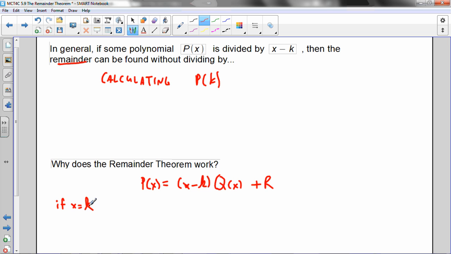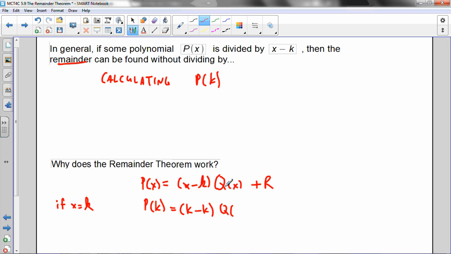Well, then I would start on the left-hand side. I'd have p at k, which is exactly the expression in question, right? We want to show that this is actually equal to the remainder. Well, what happens to the rest? Well, x becomes k, and you see what's going to happen here. This is going to be 0.